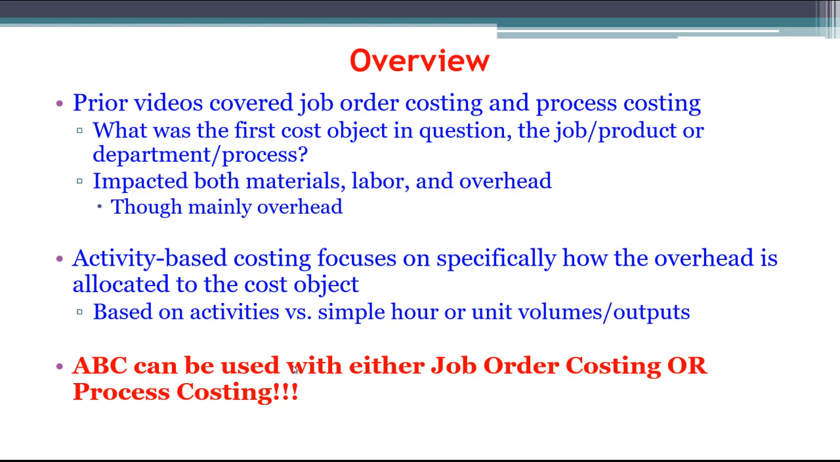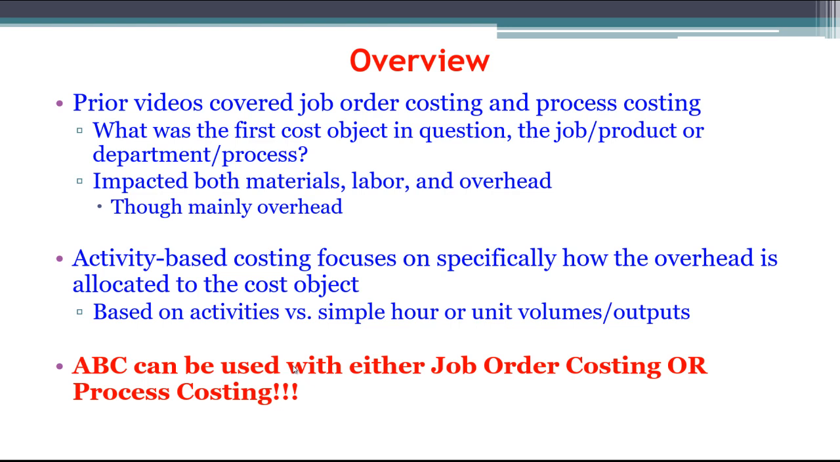But the key thing with both of these systems is that they both had materials, labor, and overhead to deal with, and the main difference between the two was how overhead was allocated. The thing with activity-based costing is that it works with both job order costing and process costing, so it's not a third type of costing system. It works in conjunction with one of those two.